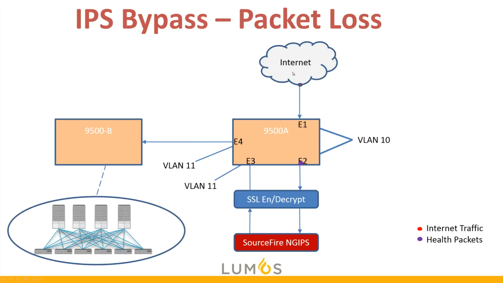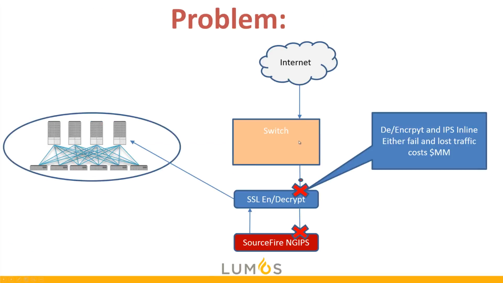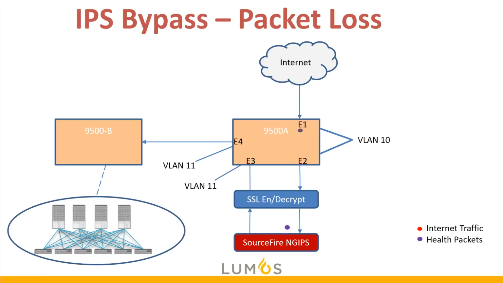So that's how the switch, when it gets the frame in from E1, knows how to pass it on to MAC address H: by going through E2 on VLAN 10. So the traffic comes in and it essentially passes through.